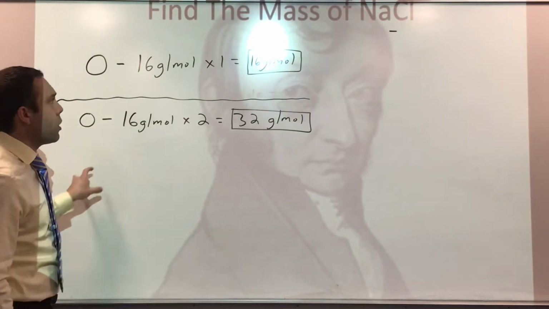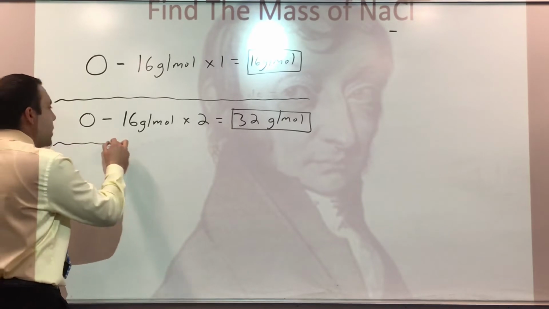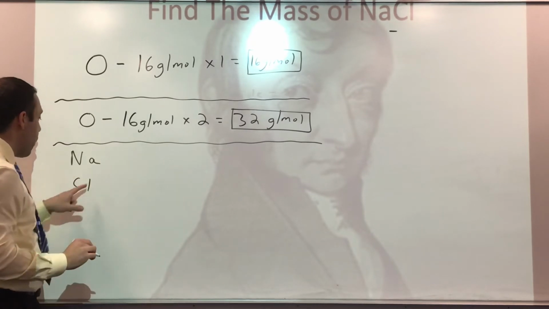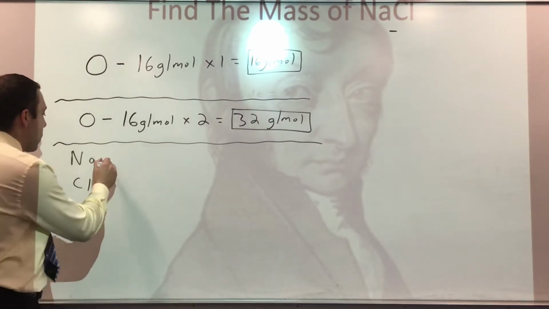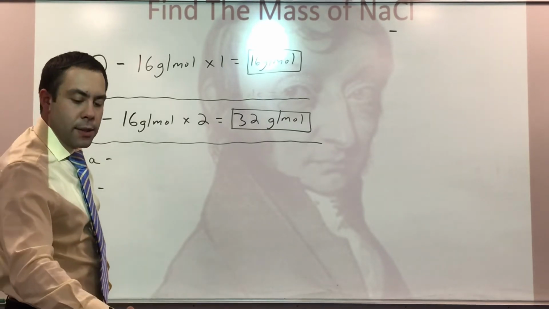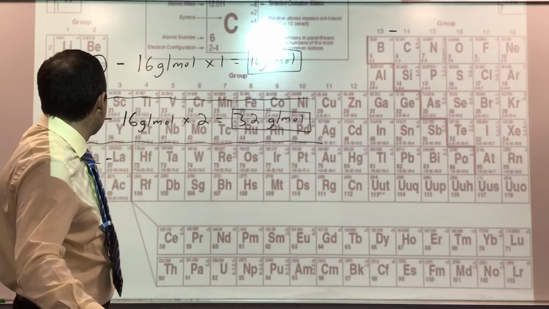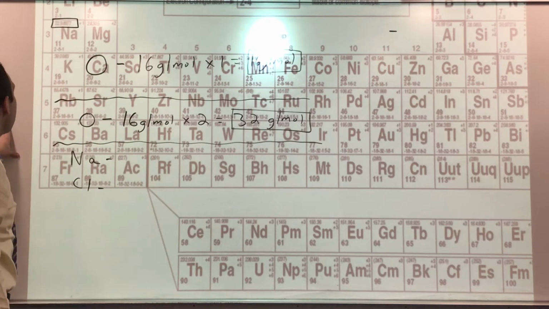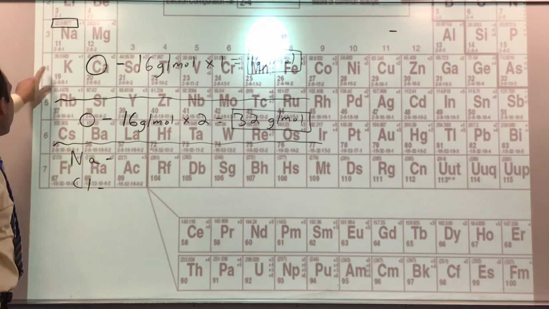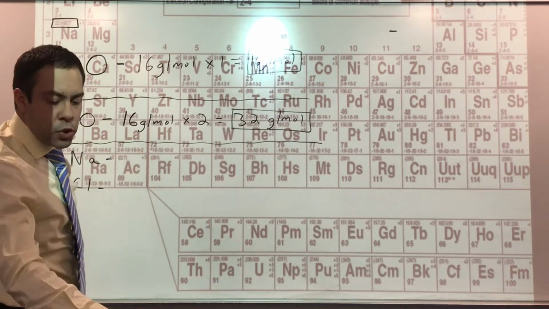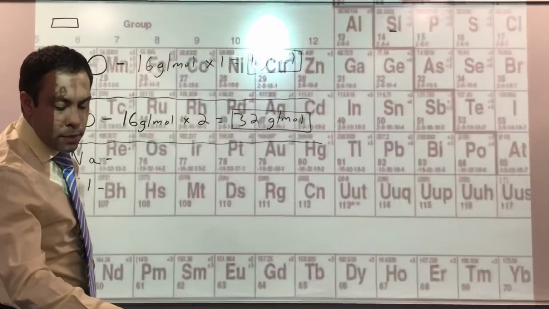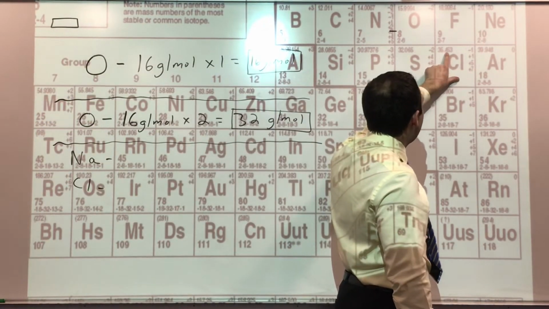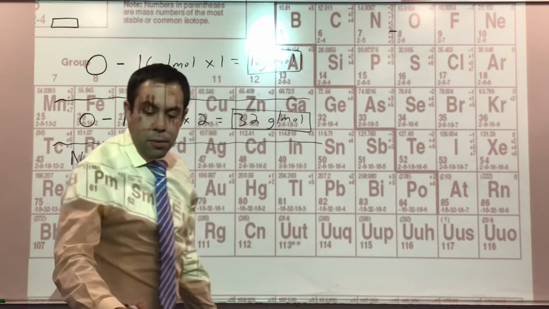Now the next one's a little bit trickier. We have 2 different elements in the compound this time. We have Na and we have Cl. So step 1, we write down the elements in the compound. Now we have to go to the periodic table to find their masses. We have sodium up here, 22.989777. So we round that to 23 grams per mole. And we have chlorine, which has a mass of 35.453. So round that to 35 grams per mole.